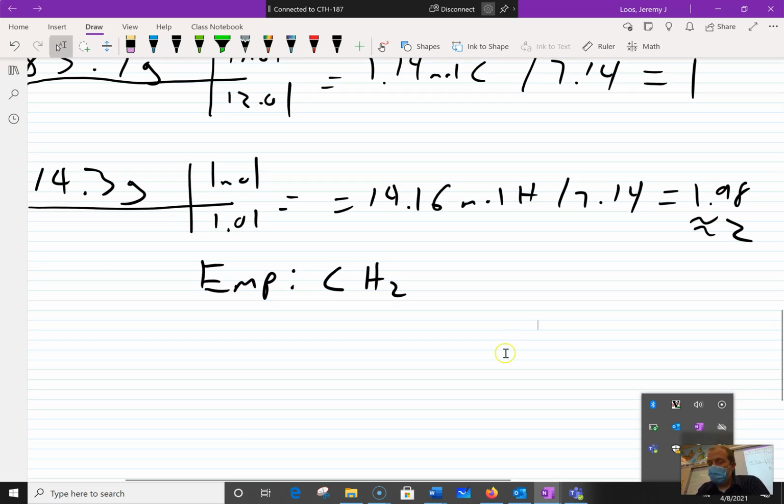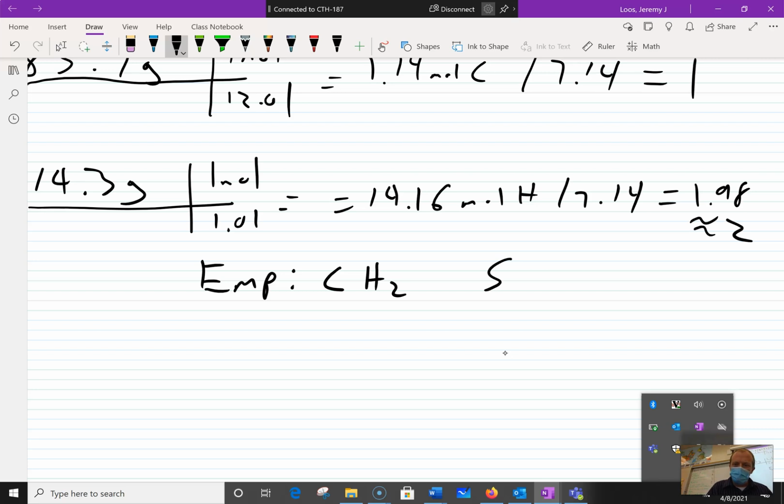Okay, so that's C. Now remember, that means that's the lowest possible ratio. The real formula could be any multiple of that. It could be CH2, it could be C2H4, it could be C3H6, it could be C100H200. So what I need to know if I want to find the actual molecular formula as in B is how many times bigger is the real thing.